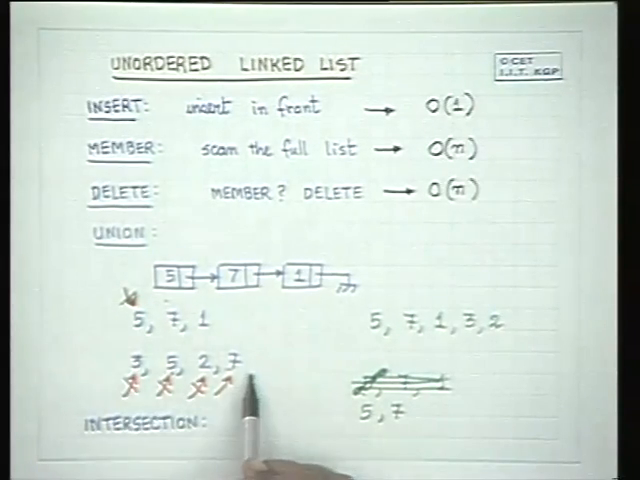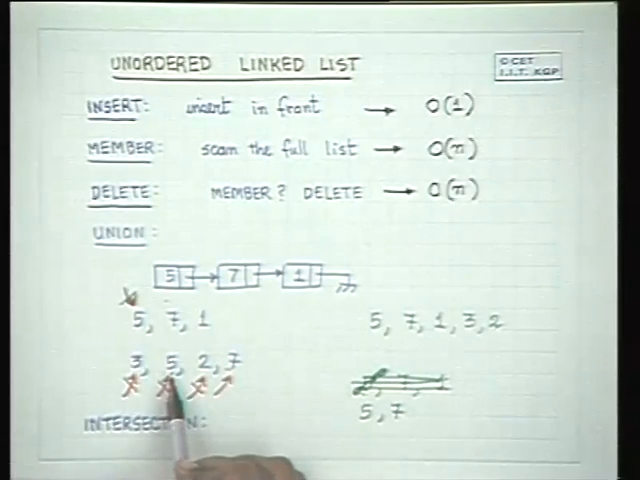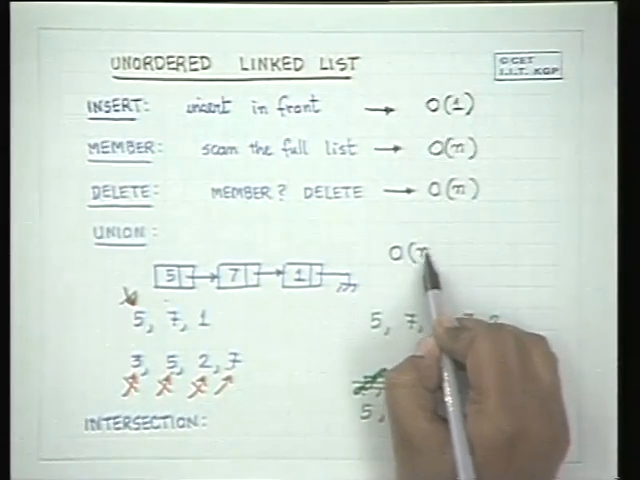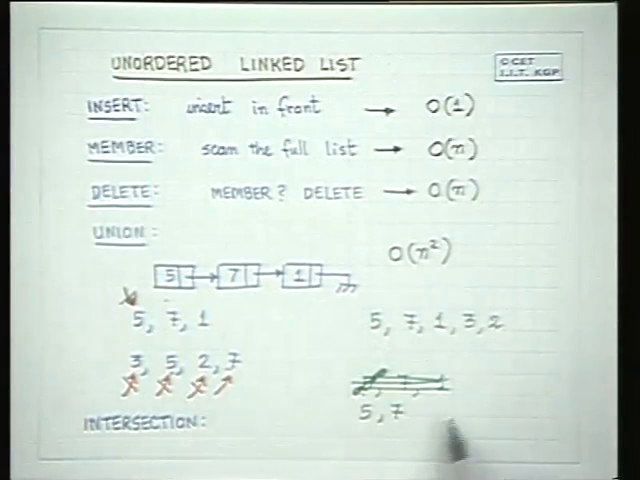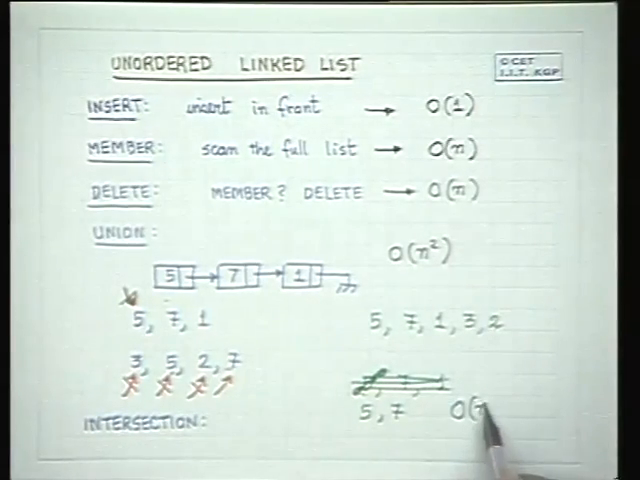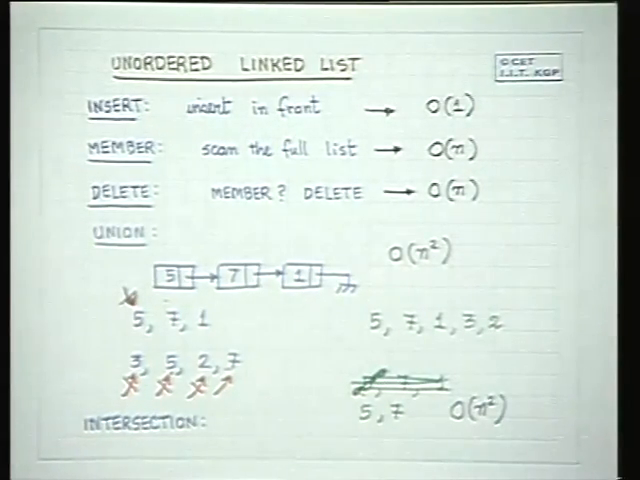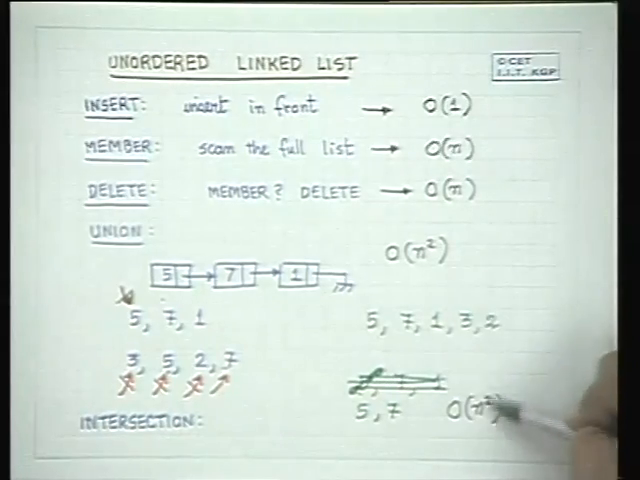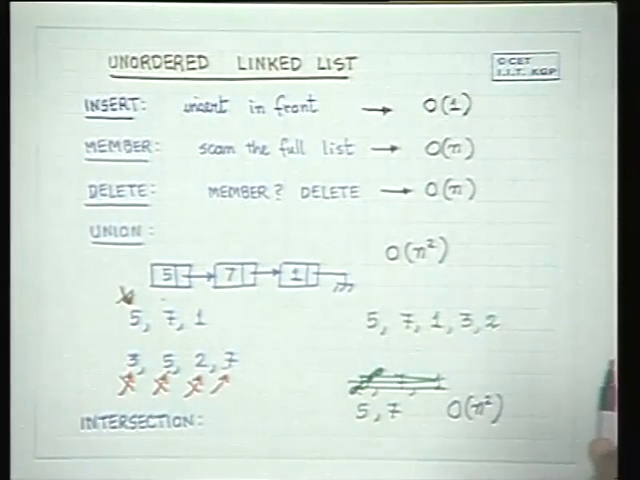For each one you have to scan all the elements of the other one. So it is n by 2 into n by 2. So this will come to order n square. Similarly, this will come to order n square. Now if all of them occur with equal probability, which let us assume is the case, then order n square is the worst case complexity that we have obtained.